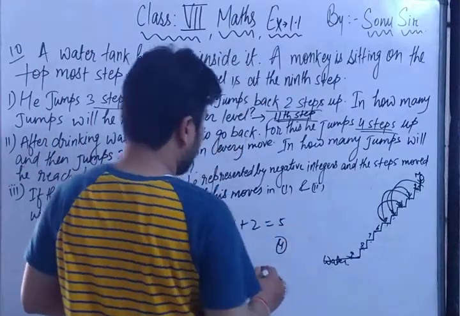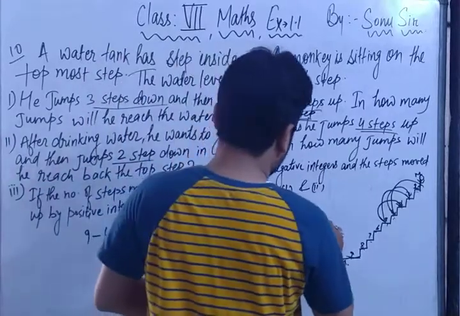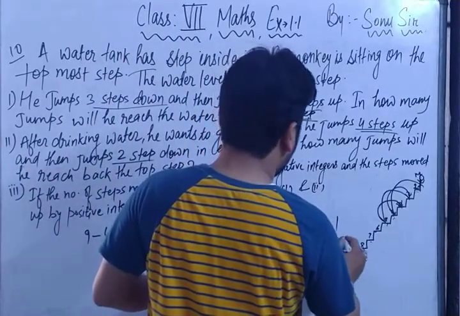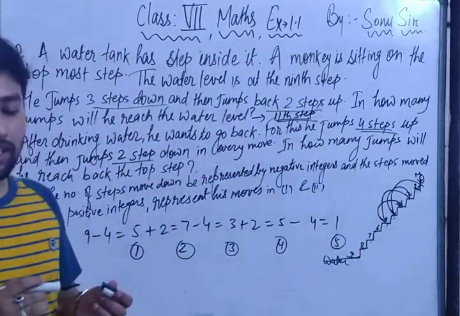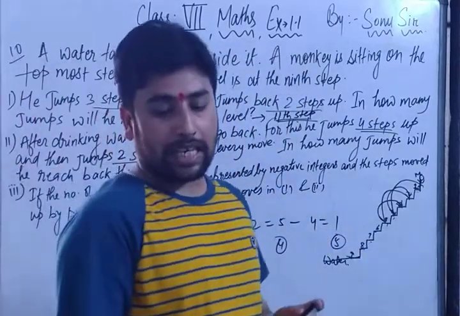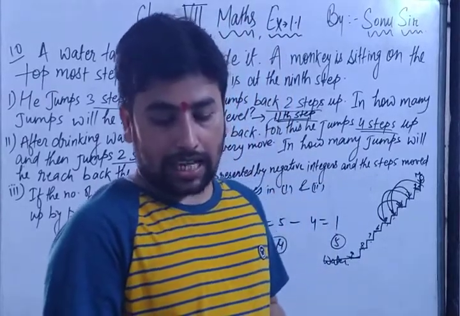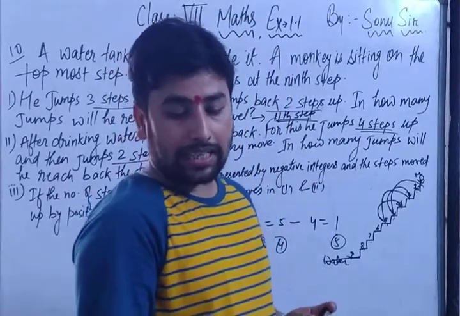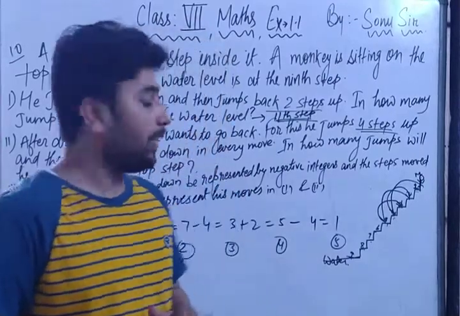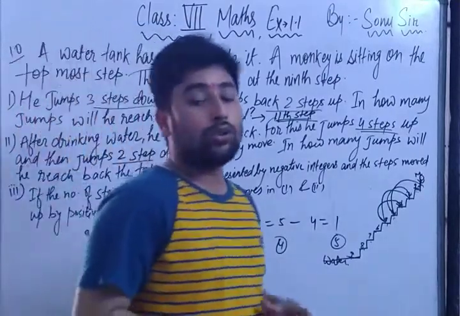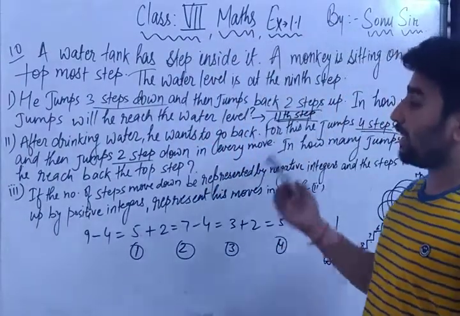5, so on the 5th step he will be on the ladder, right? On the 5th step he will be on the ladder. So let's check what the answer of this is. So clearly the monkey will be on the 5th step, on the 5th jump he will be on the top of the ladder. So this was the question, first part and second part.